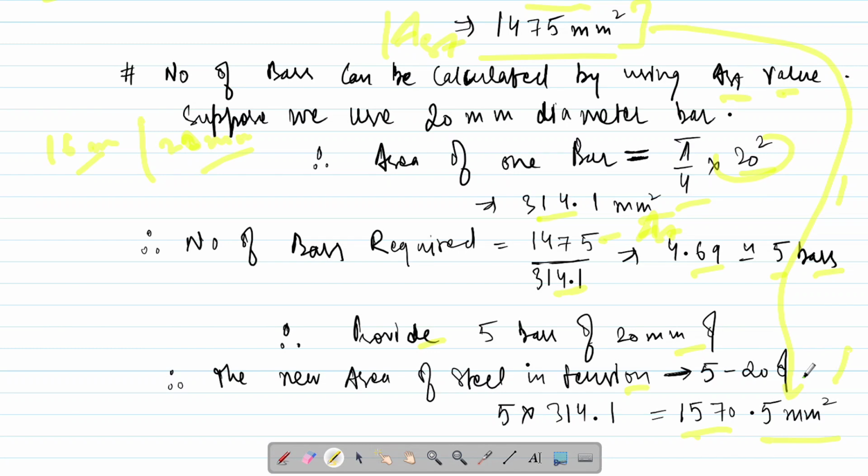Okay, so that's all for the question, and this was what was asked in the question, that we have to calculate the area of steel, and also provide the number of bars required in the section. And we also calculated the new area of steel in tension, which is 1570.5 mm square. So that's all for the question today.